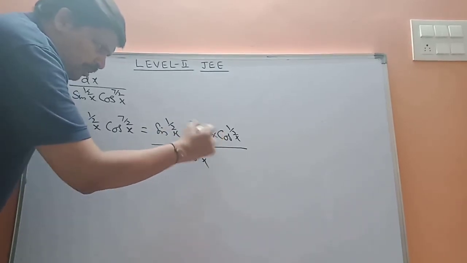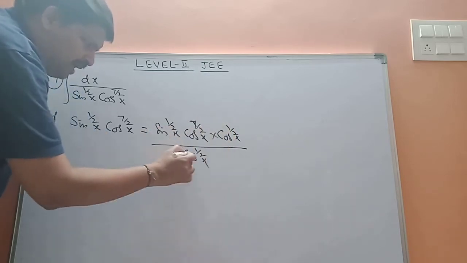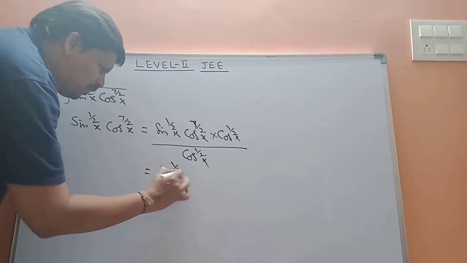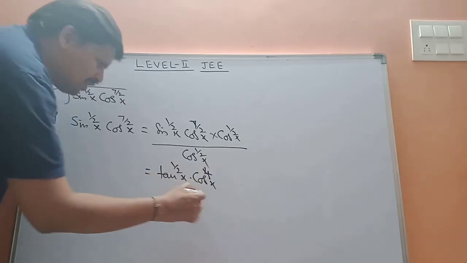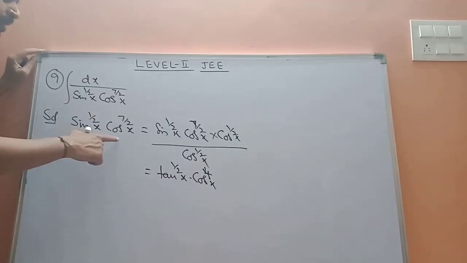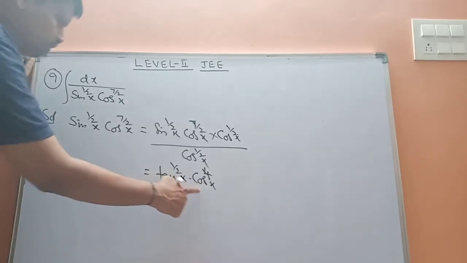Okay, so here 7 by 2 is there, 3 and a half. So for the same base, the powers should be added. 3 and a half plus half, totally 4. Sin by cos is tan, so it equals tan to the power of 1 by 2 x into cos to the power of 4 x. That value is cos power 5. So sin to the power of half x cos to the power of 7 by 2 x is nothing but tan to the power of half x cos to the power of 4.